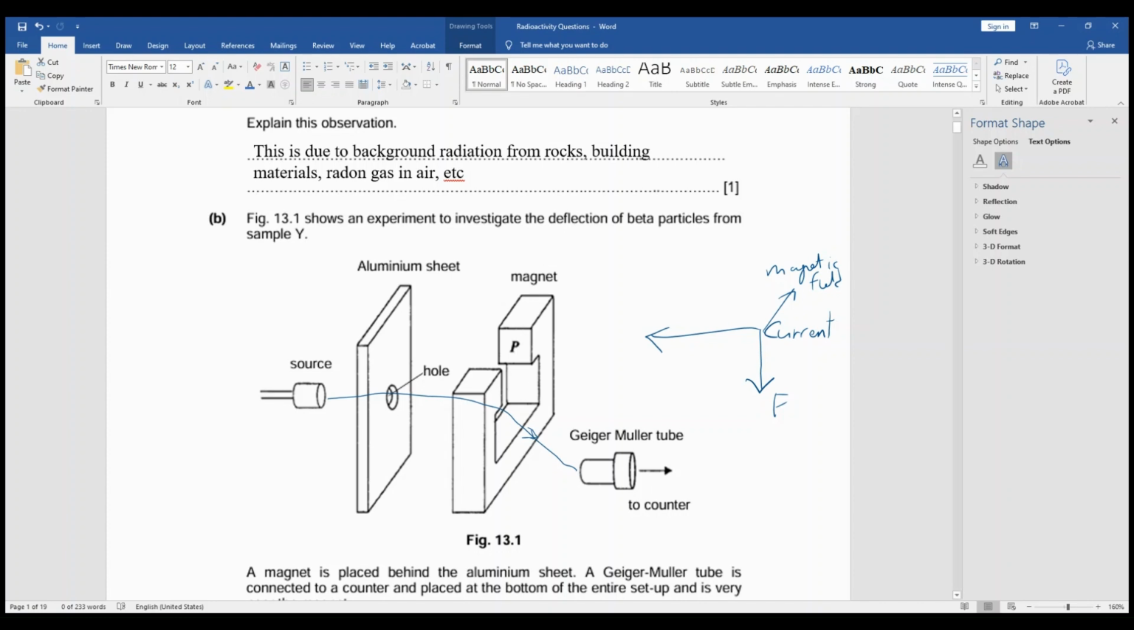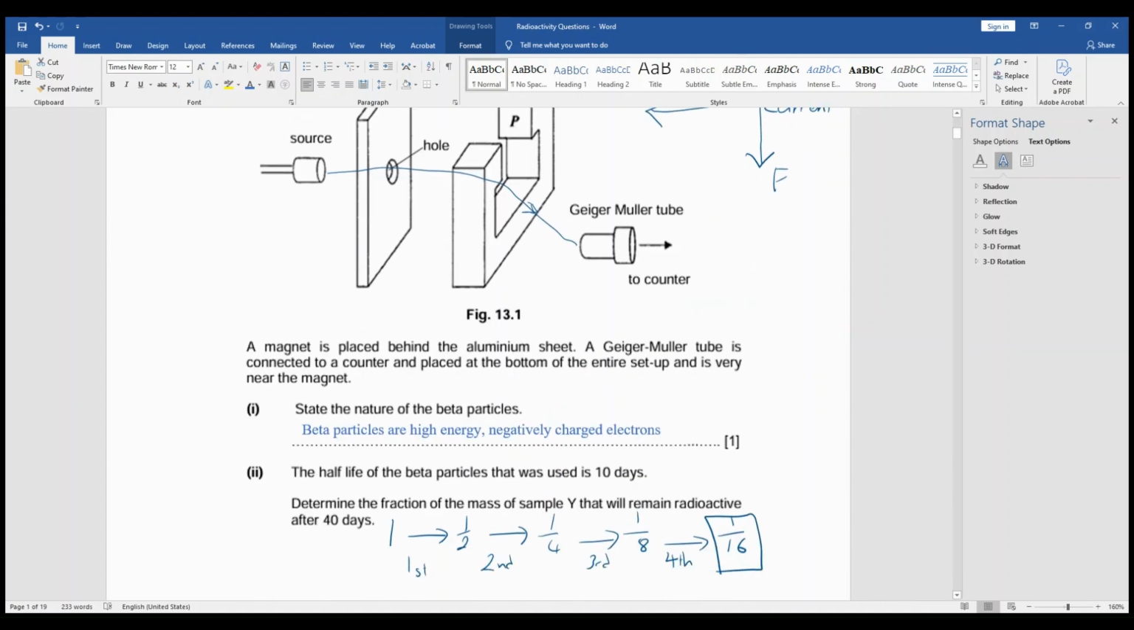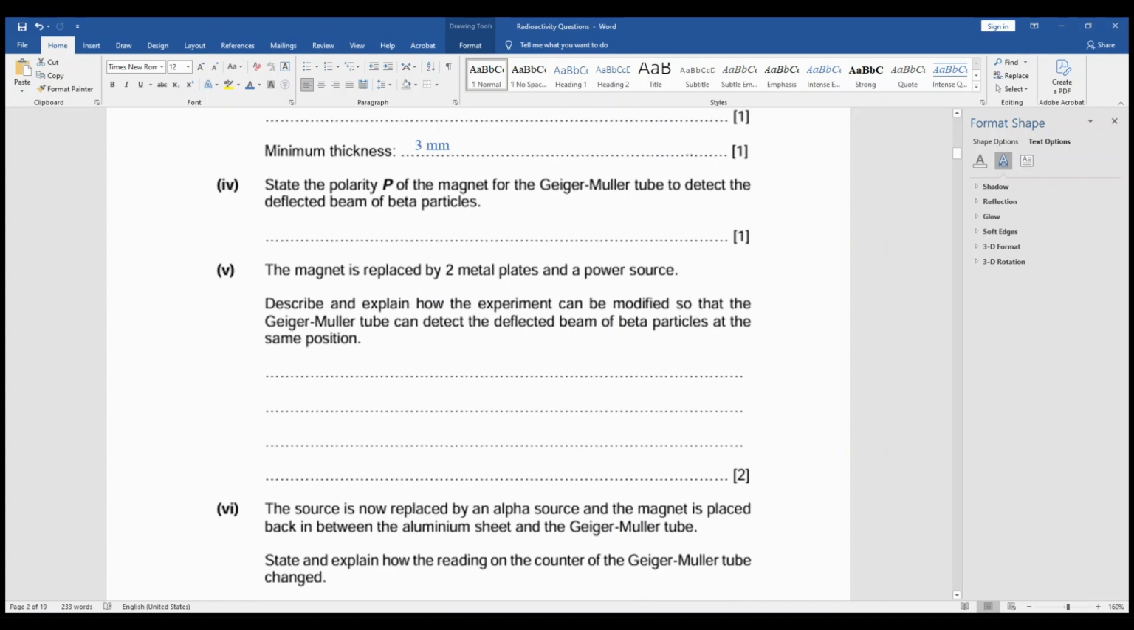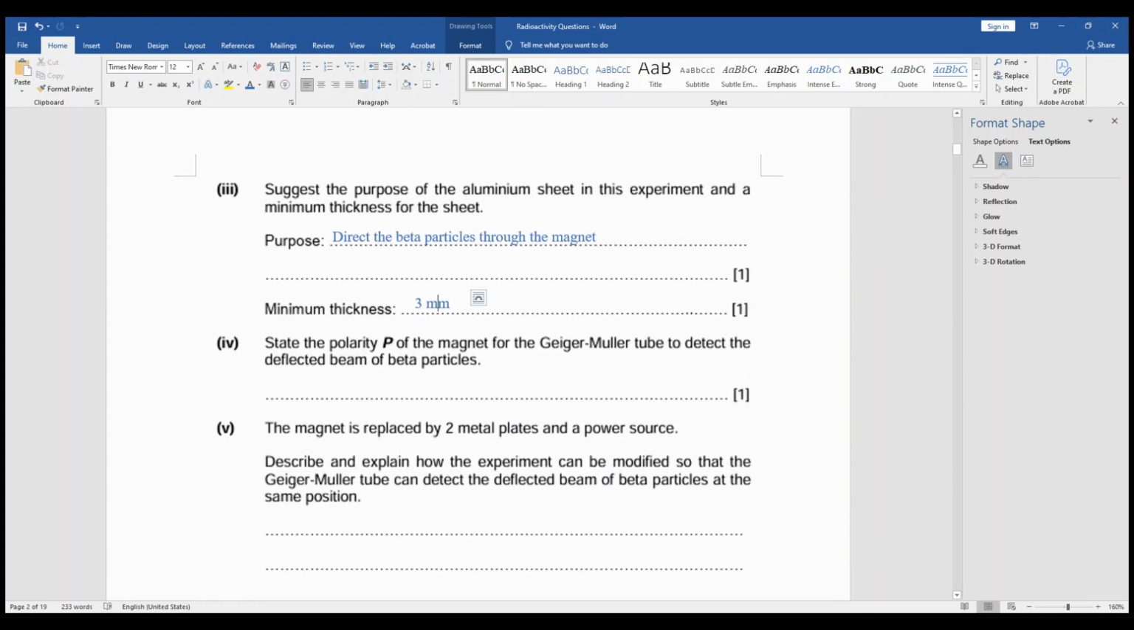So in this case, then your pole P should be your south pole. So that means your P is south, or just right there, south pole.